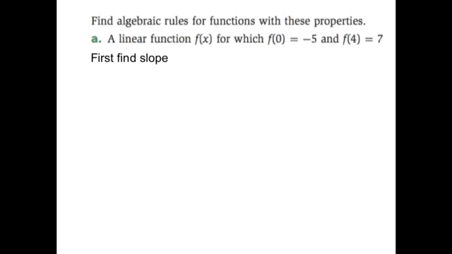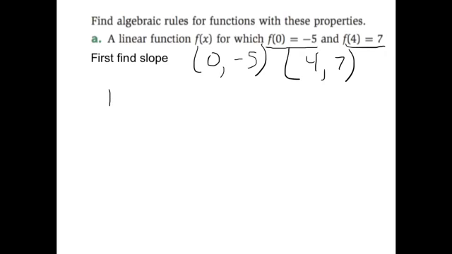This is part A. This is a linear function, which means that we need a slope and a y-intercept. So first we're going to find the slope. We need the coordinates of the 2 points. This right here means that the point (0, -5) is one of the points. In function notation, that's simply that when you put 0 in, you get -5 out. So 0 is the x, and -5 is the y. The other point that we have from f of 4 equals 7 is, of course, (4, 7).